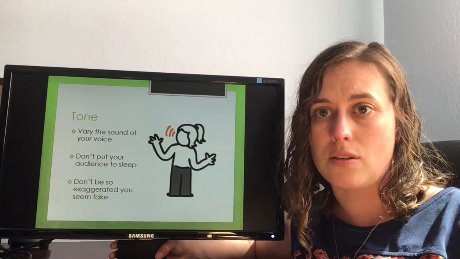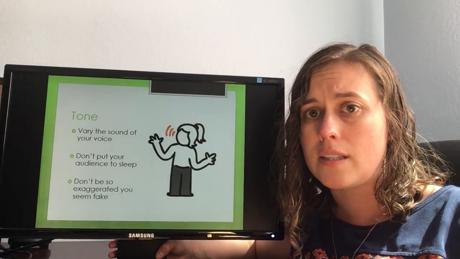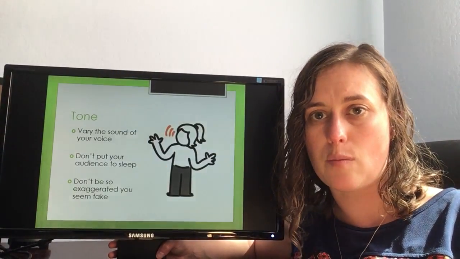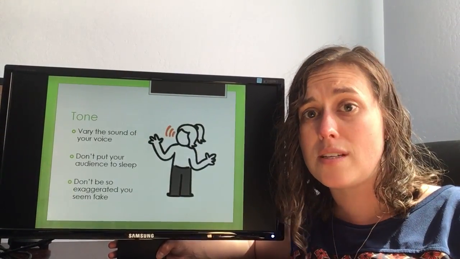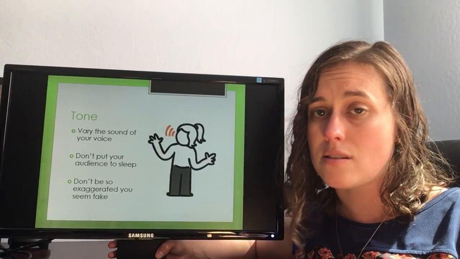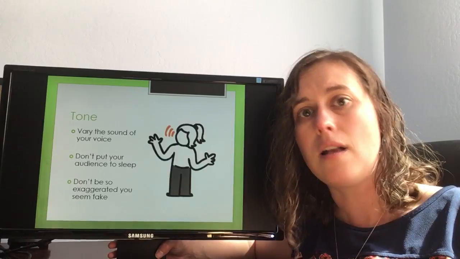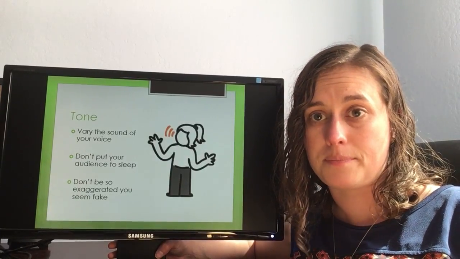Instead, what you would like to do is have a little variation in your tone. Try to make it sound natural, like you're actually having a conversation with someone right there with you. If you do this, it makes it seem, again, like the audience is closer to you and that you're speaking to them, not just reading some note cards that you had. And it really helps draw them in.